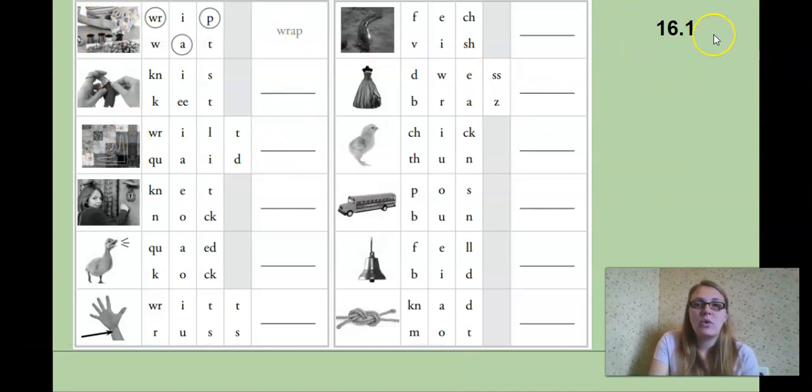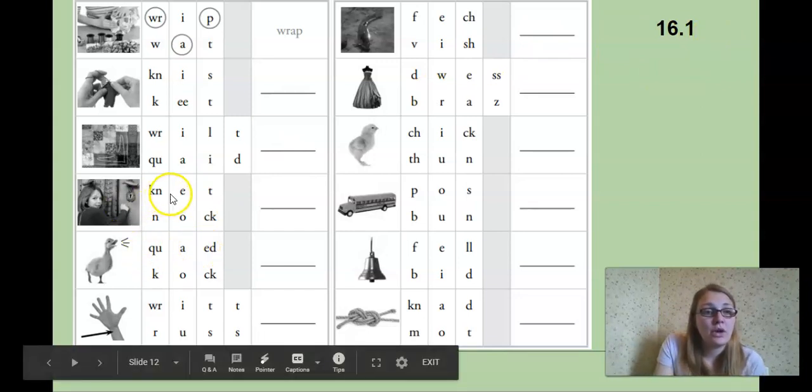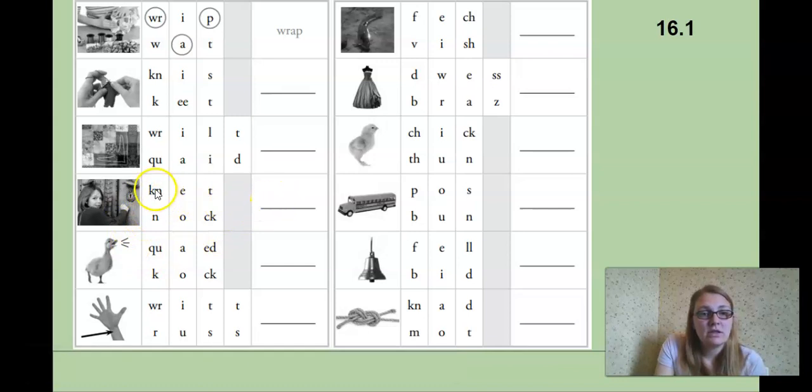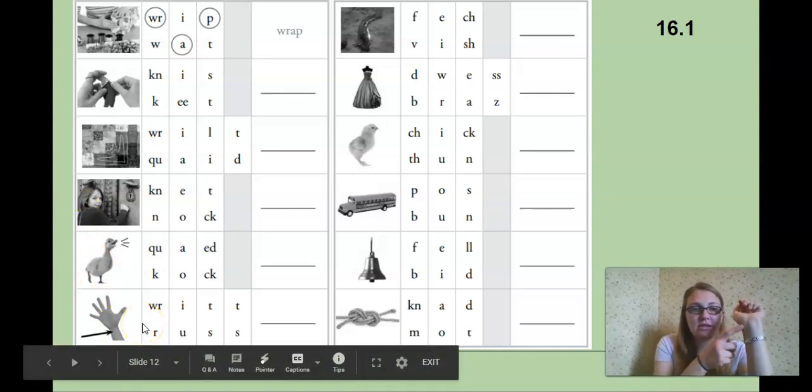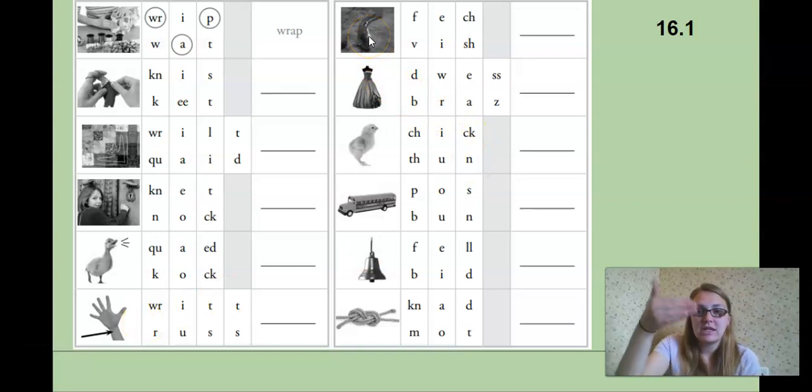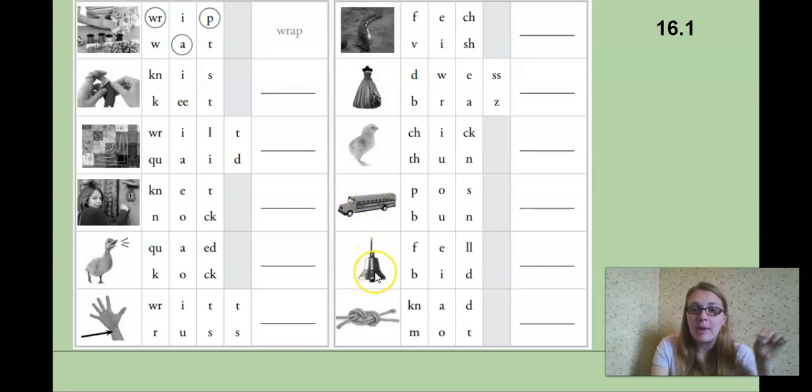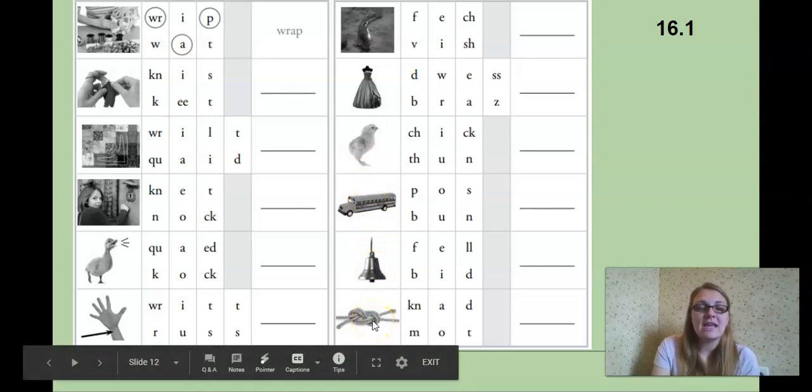Page 16.1 will be given to you, and you're going to continue doing what we just did. Look at the word, find the sounds, circle the correct spelling for the sounds, and then write the word. This is knock, quack, it's a duck quack. It's pointing to the wrist. This picture is a fish. Here we have a dress, then a chick, a bus, a bell, and a knot.